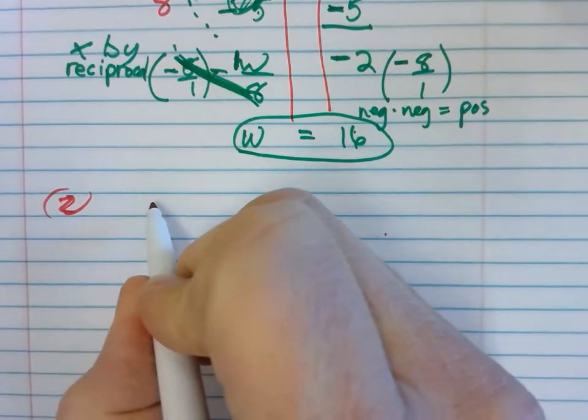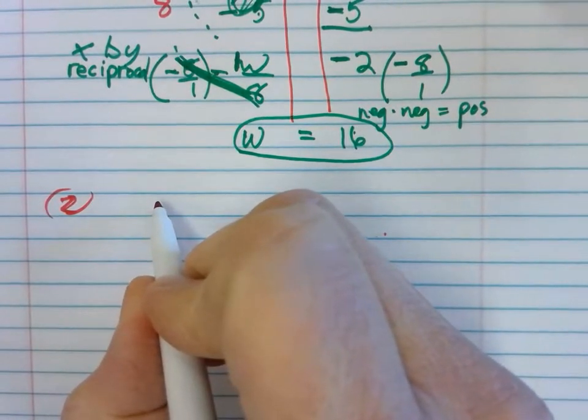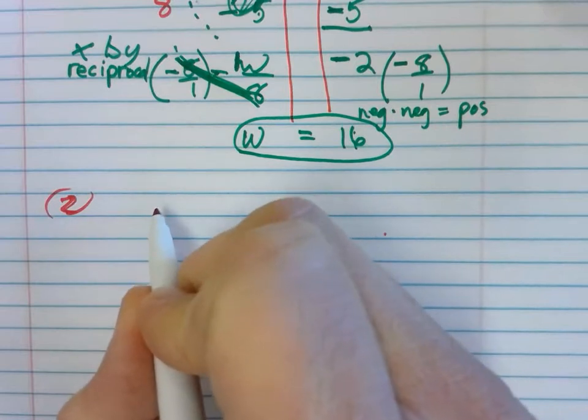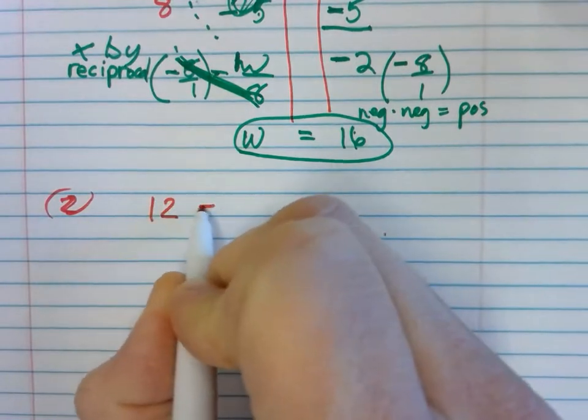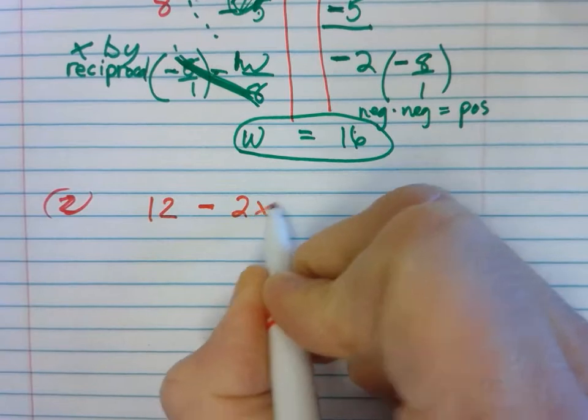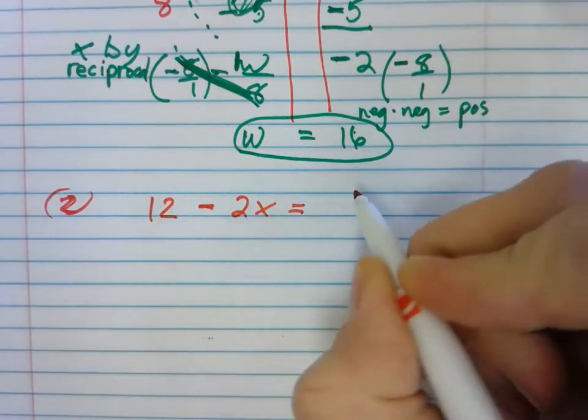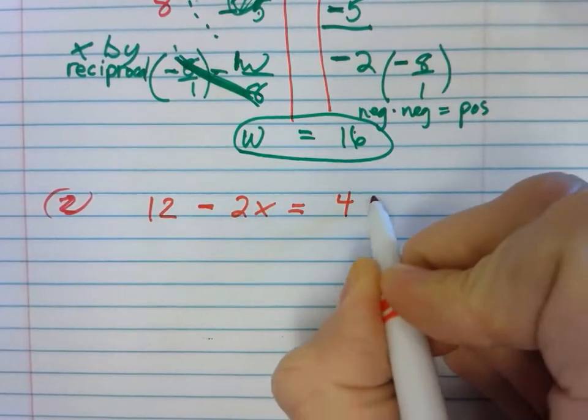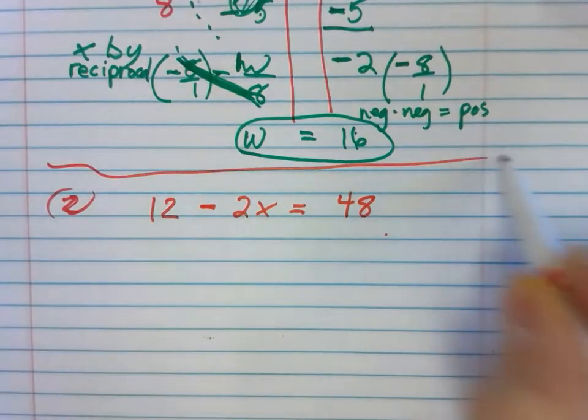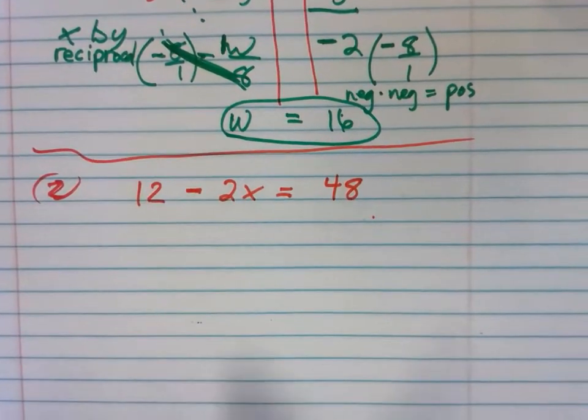So let's say we've got 12 minus 2x equals 48. Let's do that. Okay. Now, that is not the normal order that we're used to seeing.